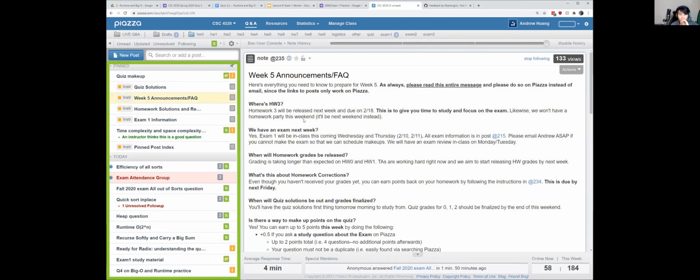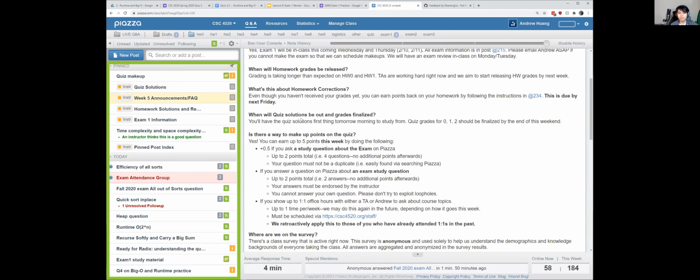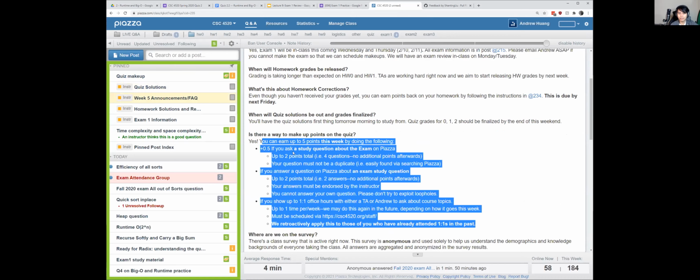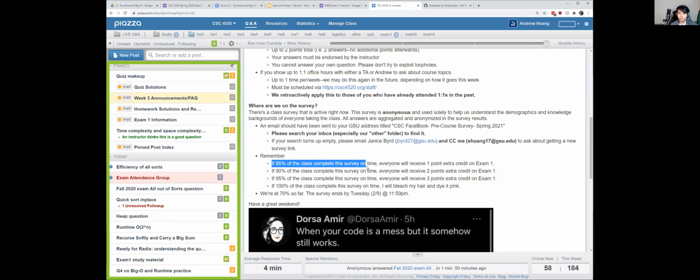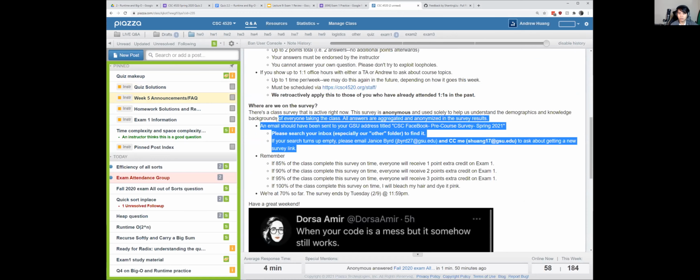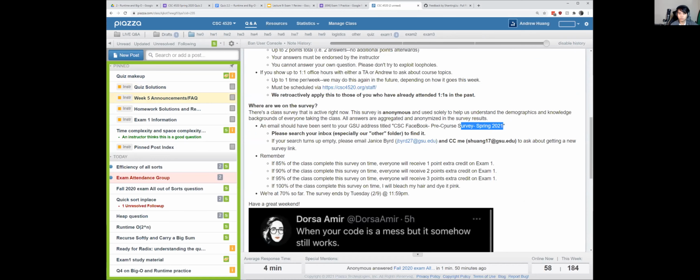Will we be able to earn points back on the exam? Generally, no, but you still have this survey that you can take. If 85% of you complete the survey on time, which has already been sent out to you a couple of times now, search for this in your inbox, you should receive 1 point extra credit on exam. If 90% of you fill it out, then 2 points. If 95% of you fill it out, then 3 points. What's the percentage right now? It's above 70% last time I checked, but I haven't checked recently.